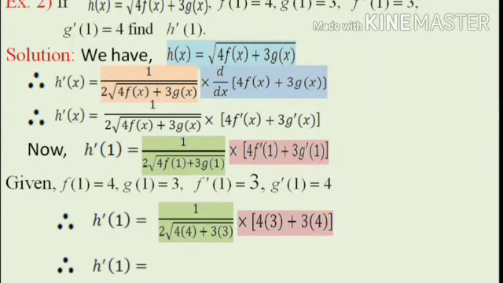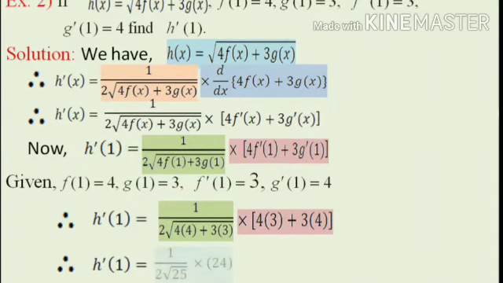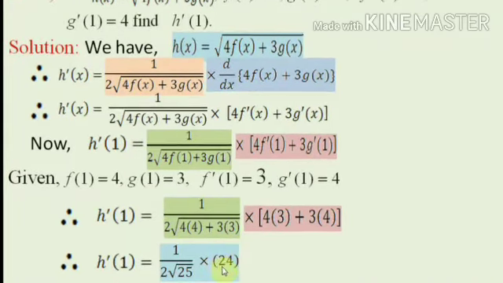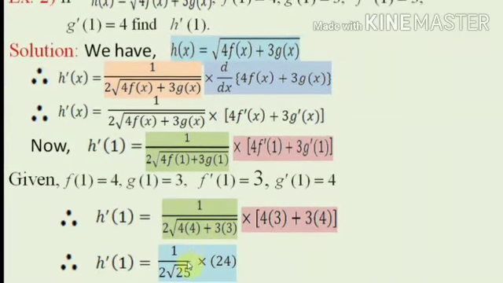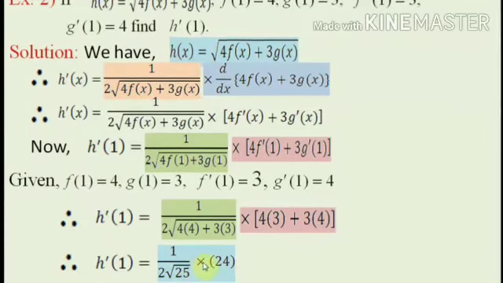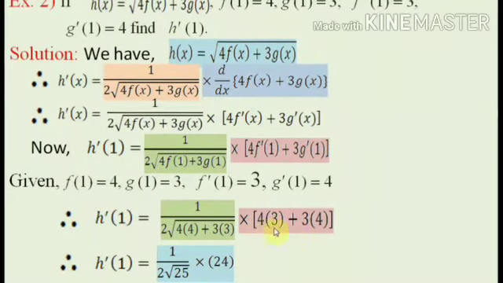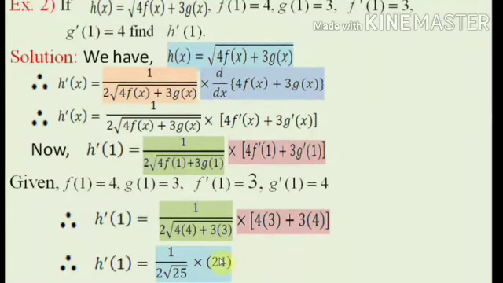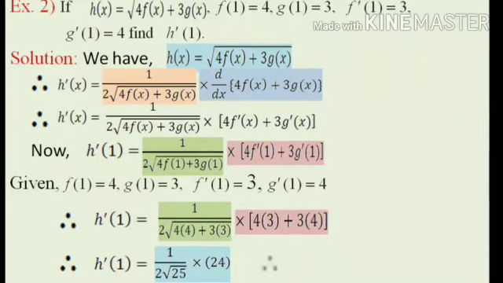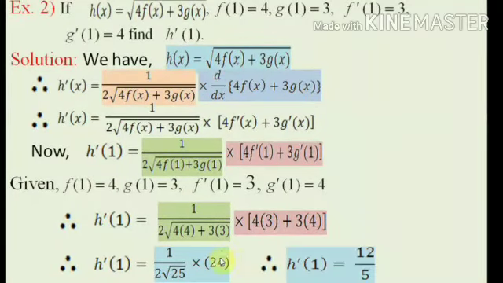Therefore by solving, h dash of 1 equal to 1 upon 2 root of 4 into 4, that is 16, plus 3 into 3, that is 9, that is 16 plus 9, that is 25, into 4 into 3, that is 12, plus 3 into 4, that is 12, 12 plus 12 is 24, and therefore h dash of 1 equal to 12 upon 5. That is the derivative of the given function at the particular point x equal to 1, when the given function h of x equal to root of 4 f of x plus 3 into g of x.